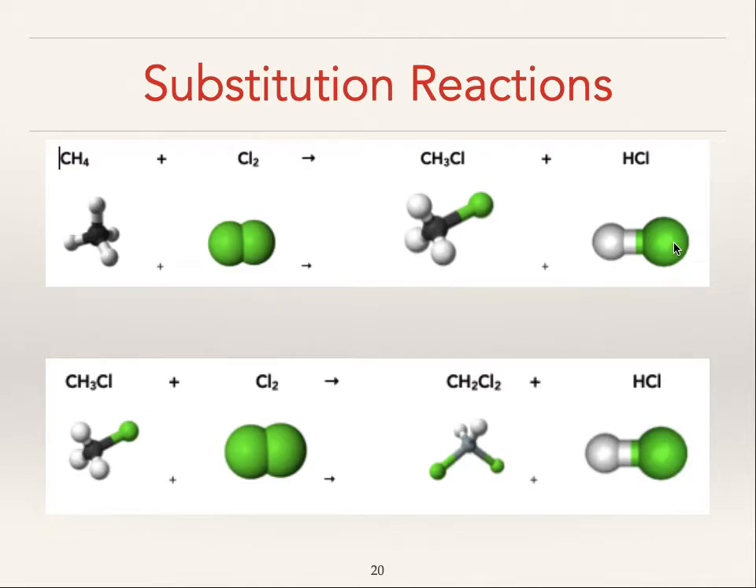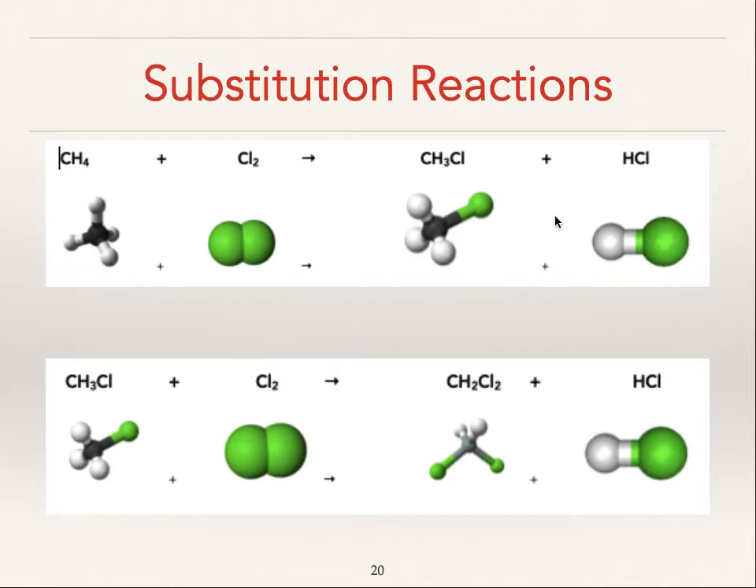Couple of comments on this. First of all, substitution reactions are nice because they're already balanced. If you look at them, you'll notice that we have 2 chlorines on the left side of the arrow, 2 chlorines on the right side of the arrow, 1 carbon left of the arrow, 1 carbon right of the arrow, 4 hydrogens left of the arrow, 1, 2, 3, 4 hydrogens to the right of the arrow. So you never have to balance substitution reactions.